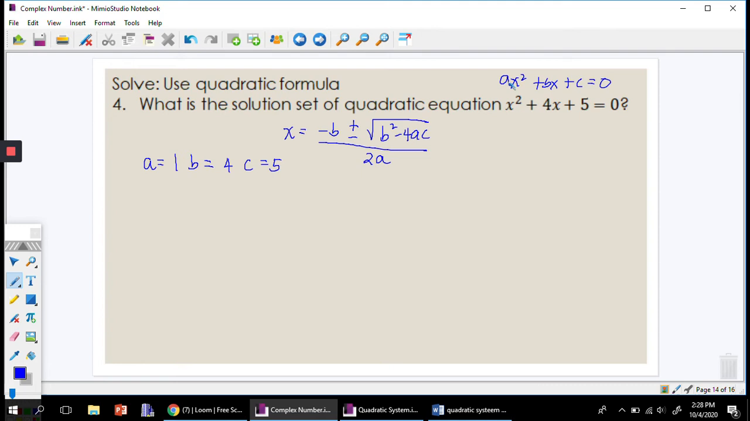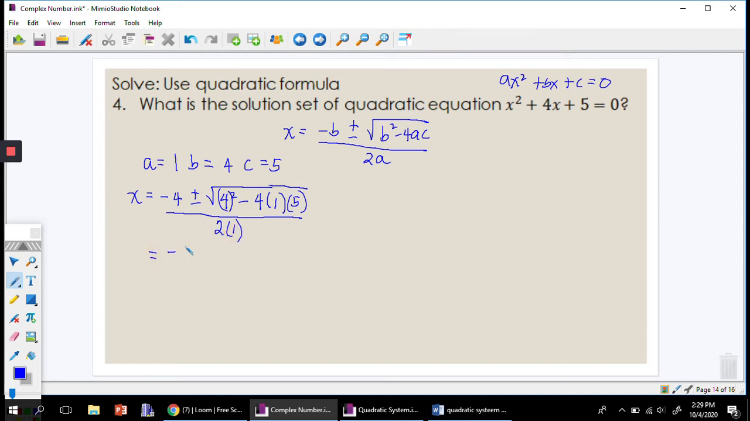Okay, so this is 1, 4, and 5. Then after that, you are going to plug in or substitute all the values of your a, b, and c to the given equation. So x is equal to, your b is 4, so it says negative b, so that will be negative 4, plus minus the square root of b squared, so that will be 4 squared, minus 4 times a is 1, c is 5, all over 2 times a is 1, right?